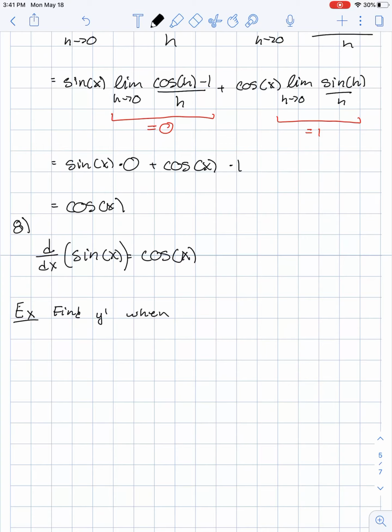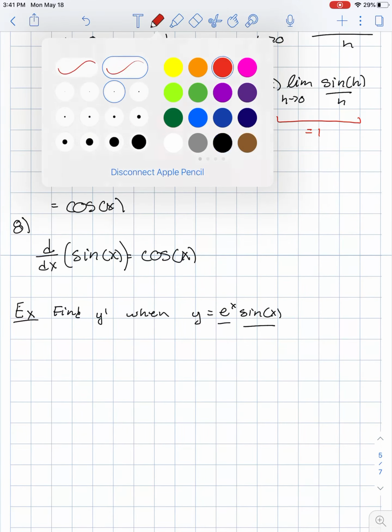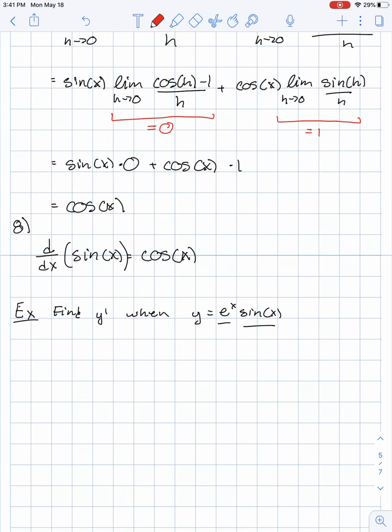Okay, we're going to find y prime when y equals e to the x times sine of x. So this is product rule. I have a function of x times another function of x. Sometimes I like to make a toolbox of all the derivative rules I'm going to use.